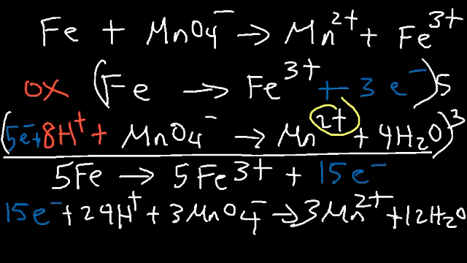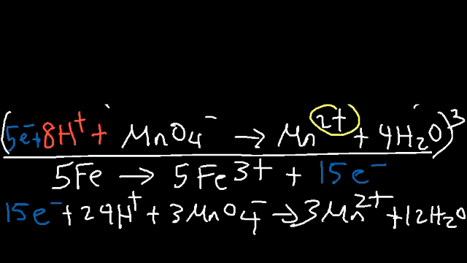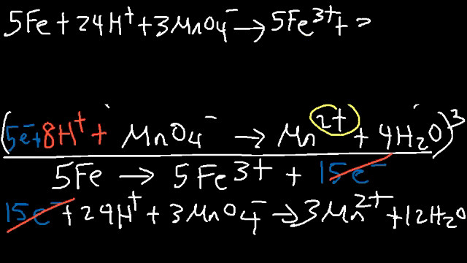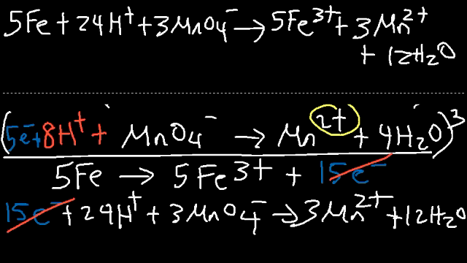So now what we can do is add these two reactions. So let me put that up here. On the left side, we're going to have 5 Fe plus 24 H+ and 3 permanganate ions. The number of electrons will cancel, and on the right side it's going to be 5 Fe3+ ions, 3 manganese ions, and 12 water molecules. So this is going to be the balanced reaction under acidic conditions.